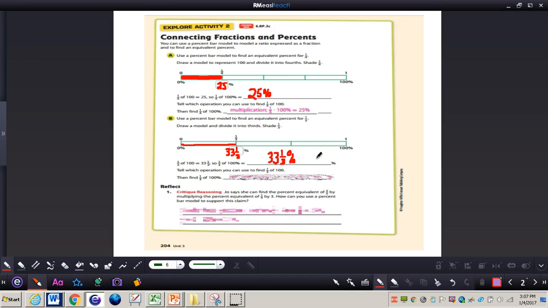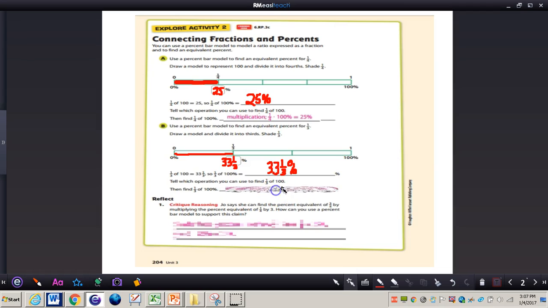Once again, tell which operation you can use to find 1/3 of 100. Then find 1/3 of 100%. Operation, we use multiplication. 1/3 times 100% equals 33 and 1/3%.